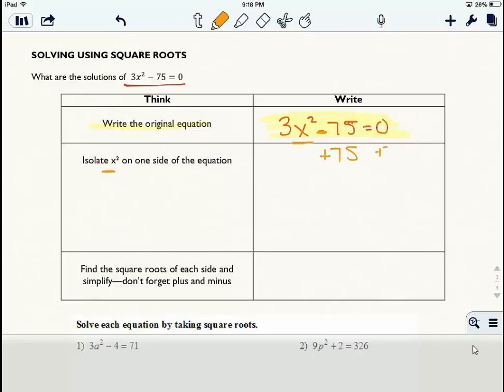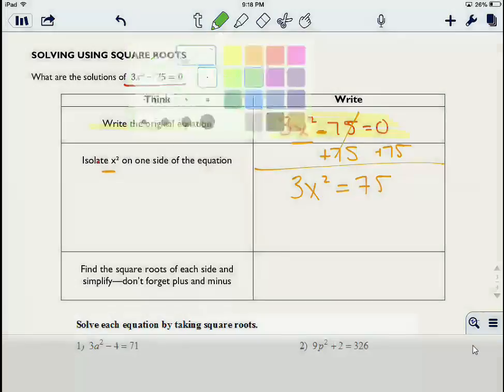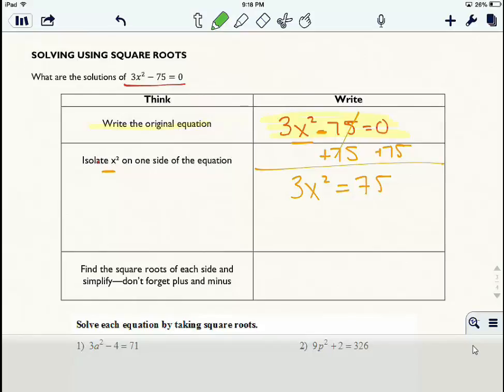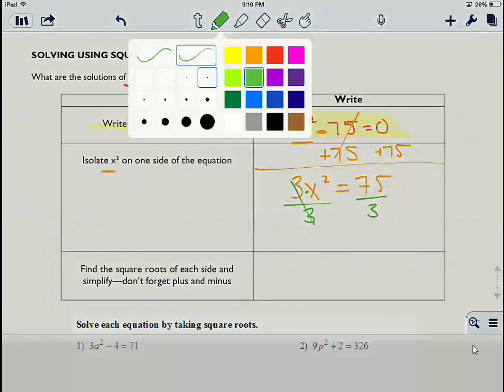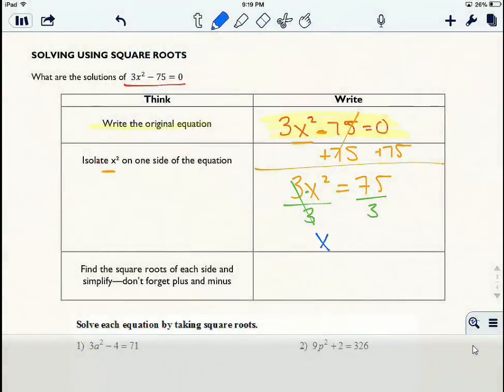This is like the solving you did last year. So we have 3x squared. Negative 75 plus 75 goes to 0, and that equals 75. Now we want to get rid of 3 times x squared. So we're going to divide both sides by 3. And we have x squared. 75 divided by 3 is 25. So last year you'd be done, but this year we have a squared right here.